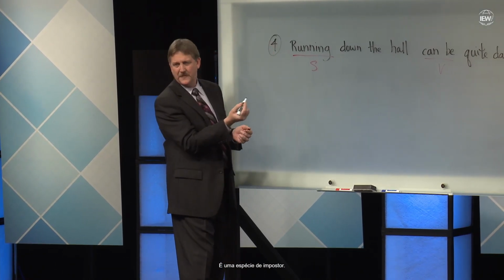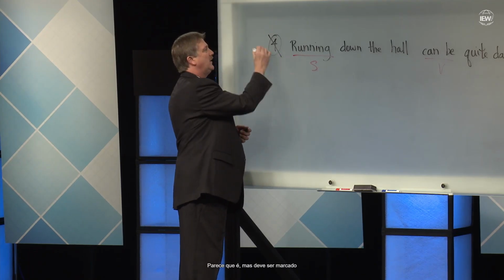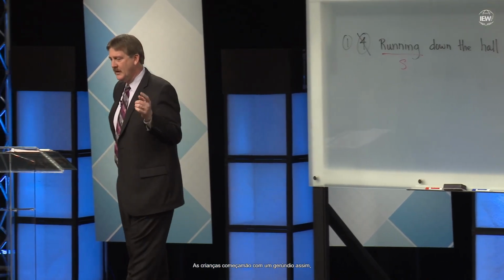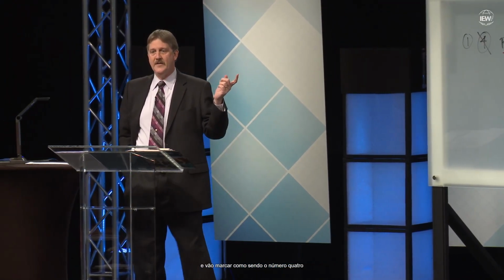It's kind of an imposter. It looks like it, but it really should be marked a number 1. So you'll have this happen. Kids will start with a gerund like that, and they'll mark it a number 4. And I wouldn't stomp all over them initially.